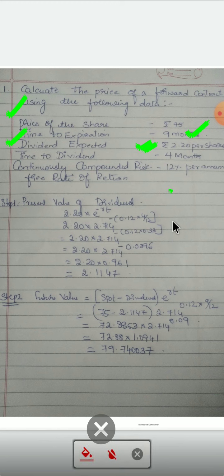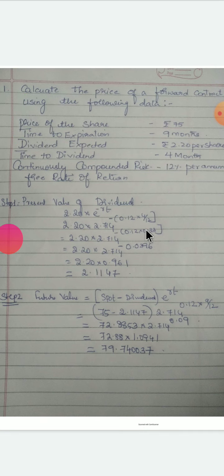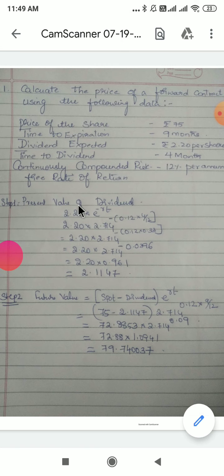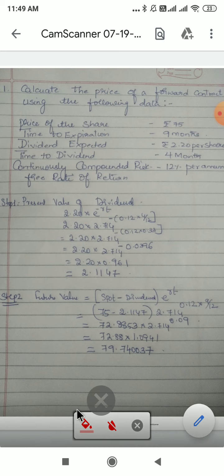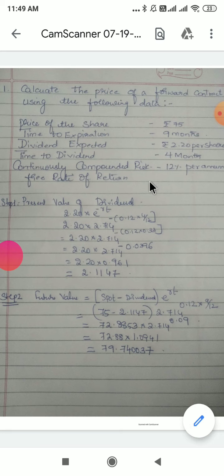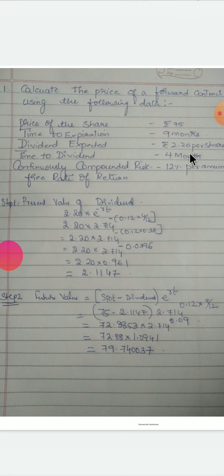Now first step for us to do is calculate the present value of dividend. How do we calculate the present value of the dividend? You take the dividend 2.20, multiply by e to the power of minus RT. Now what is e? E we know always it is 2.714. R is equal to what?